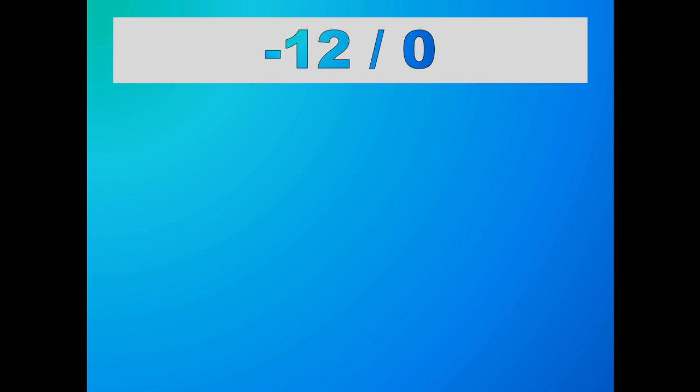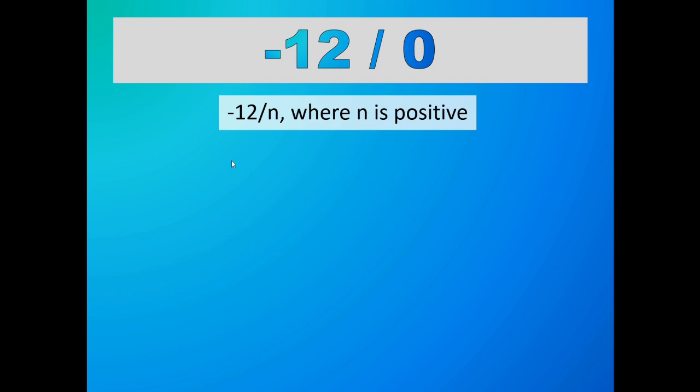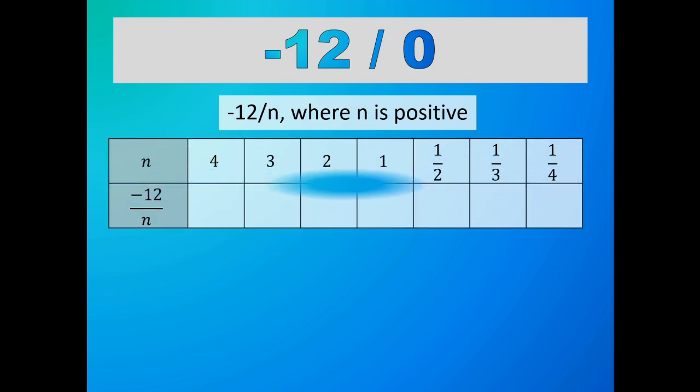And we already talked about when it is positive. We used the example of 12 divided by 0. But what about when it's negative? What would negative 12 divided by 0 be? Let's now talk about negative 12 divided by n, where n is positive.